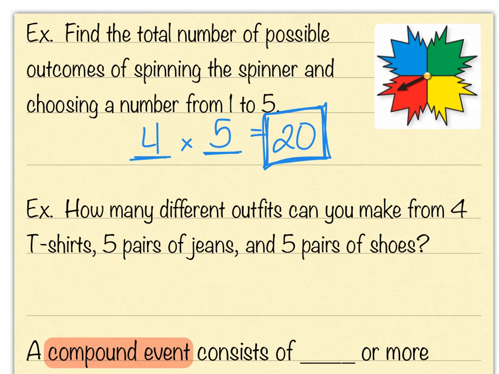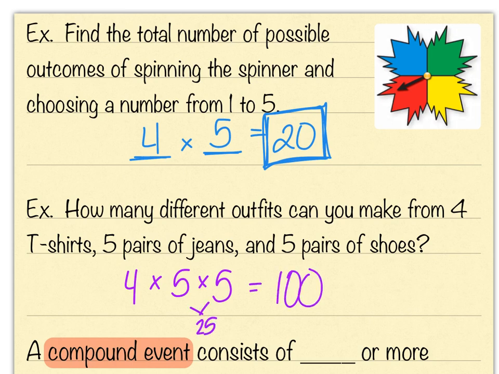Next one says, how many different outfits could you make from 4 t-shirts? It's nice when they give us the number. Whoops. Let's try this again. 4 t-shirts, 5 pairs of jeans, and 5 pairs of shoes. Well, 5 times 5 is 25, and 25 times 4 is 100. So there's 100 different outfits we can make. This is really easy, just multiplying them together.